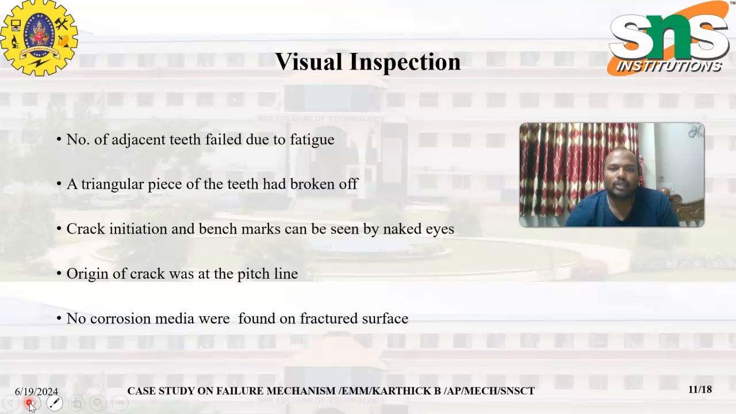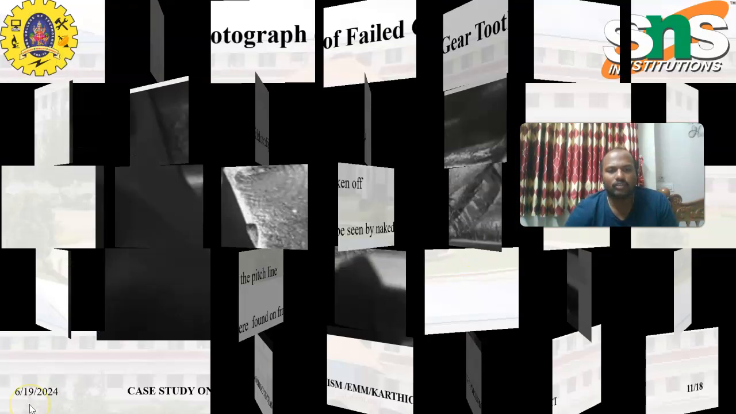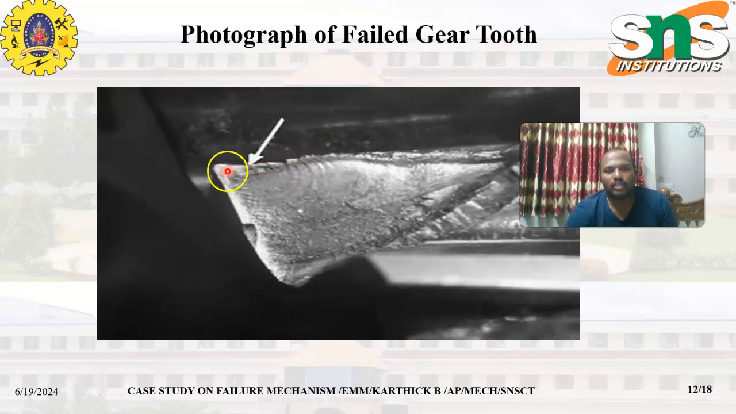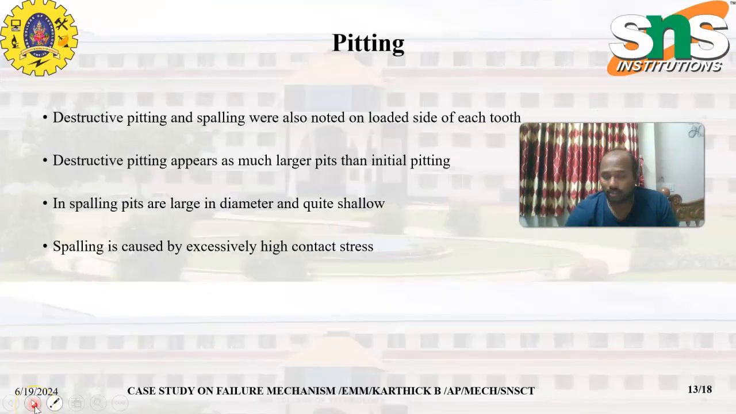As I already said in the visual examination, the adjacent teeth are broken due to fatigue. There are some triangular pieces that have broken out, and the crack initiation with beach marks can be seen with the naked eye. The cracks are seen at the pitch line, and there is no corrosion media on the fracture surface. In this photograph we can see there are some breakages. This is the starting point of the crack.